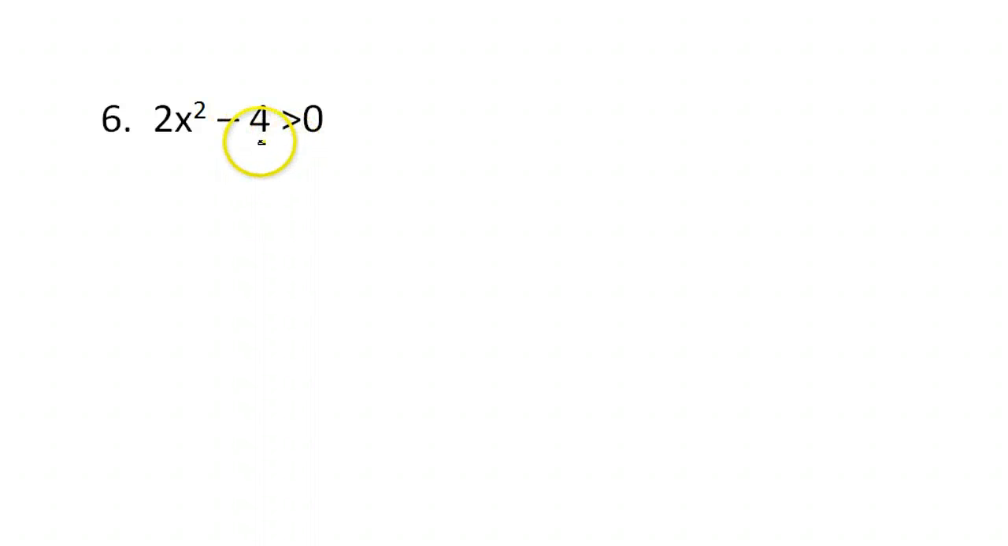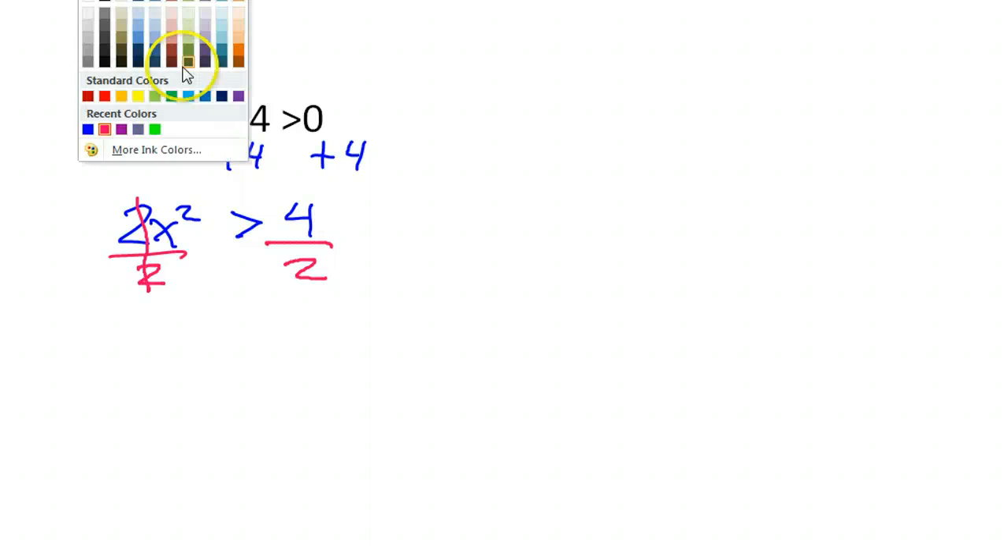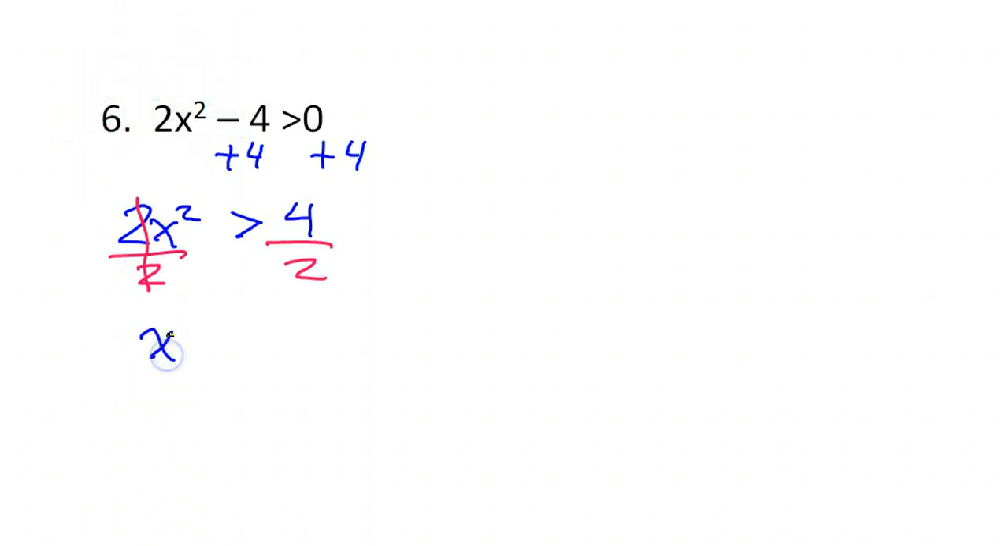So to do that, we try to get the x squared by itself. The first thing you would do is add 4 to both sides. That's going to give you 2x squared is greater than 4. Then we're going to divide both sides by 2, and that's going to give us x squared is greater than 2.